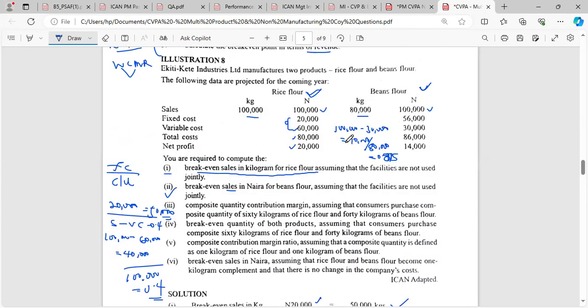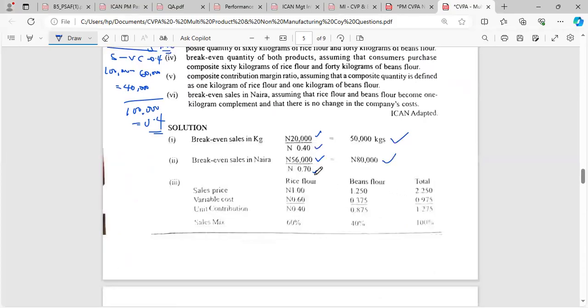Okay, 100 minus 30 is 70. That's total contribution. Total contribution divided by 80,000. 70 divided by 80. I hope you are following me. I'm not the only one doing mathematics here. So I think that's how we got this. So our break-even point in sales is actually 80,000 naira, correct?